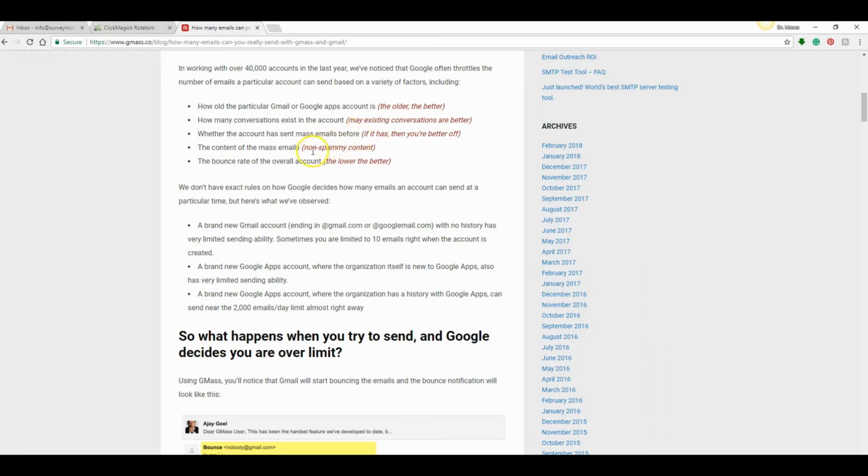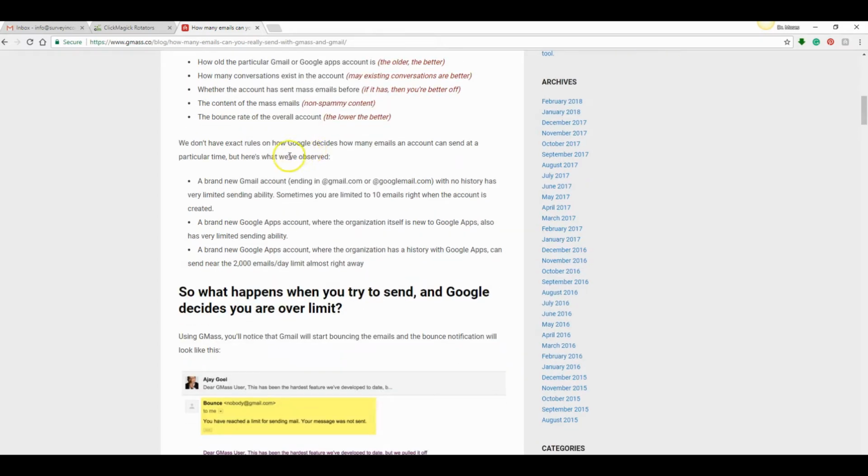Now, if you have a brand new Gmail account with a new GMass on it, I recommend you start by sending around 50 emails a day for the first 2 days, and then go to 100 for the next 2 days, until you reach the 500 maximum you can send a day if you have a GMass account.